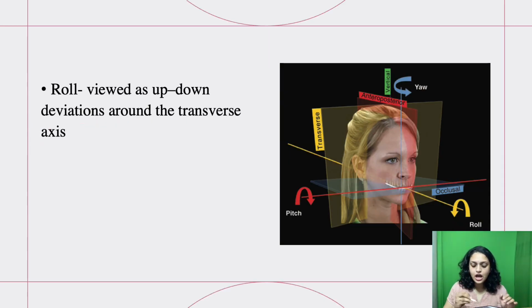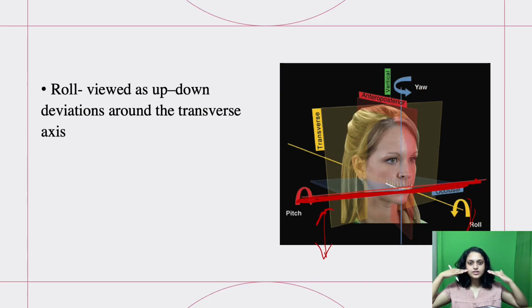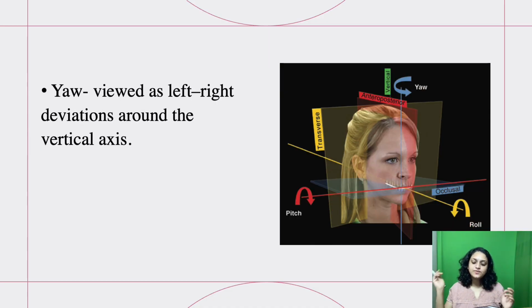Next is roll, up or down deviations along the transverse axis. This is the transverse axis. Deviations in the transverse axis to this side, like this. Transverse is towards bisecting me. So transverse axis up or down is roll. Yaw is very simple. Vertical axis, the arch can be moved towards the right or the left, shows up as a midline discrepancy or a unilateral class 2 or a class 3 malocclusion.